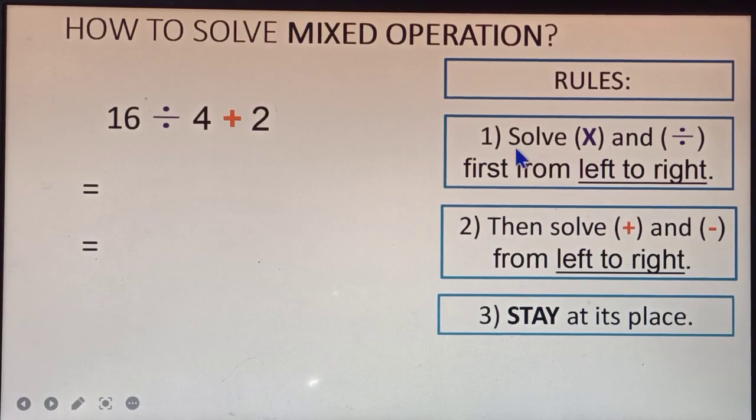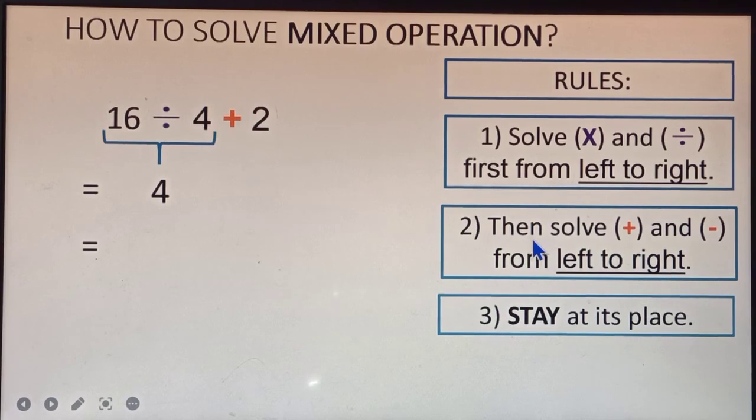Apa yang teacher cakap tadi? Rule number 1. Rule number 1, kalau ada kali atau divide dalam number sentence ini, you have to solve it first. Selesaikan dulu kali and divide. Alright, so in this case, is there any divide or multiply? Yes. Which one are there? Yes, 16 divide by 4, isn't it? So, divide dulu diselesaikan. So, 16 divide by 4 is equal to, you can look at your multiplication table. Yes, 4, isn't it?